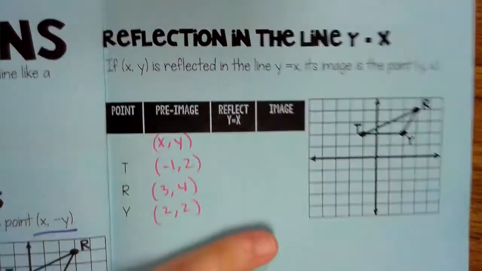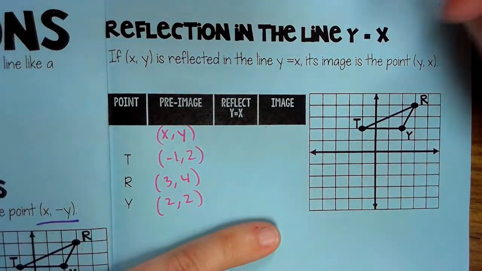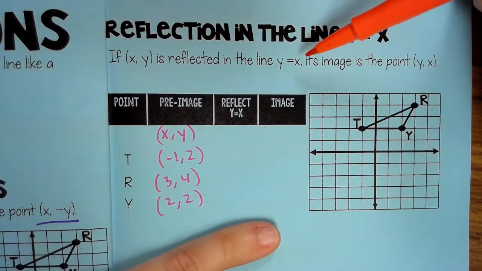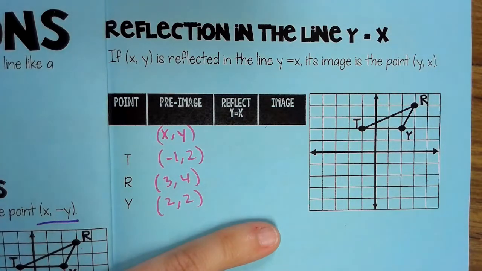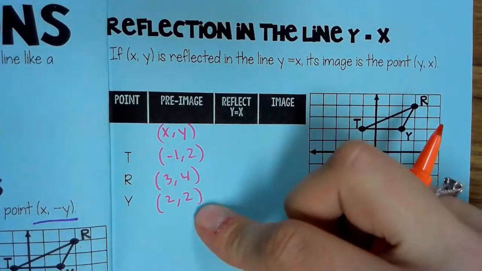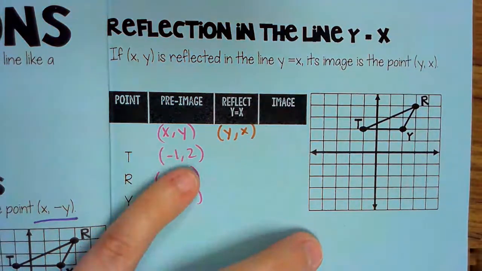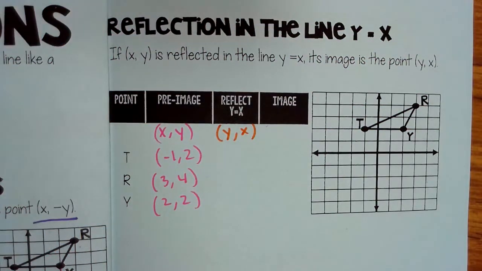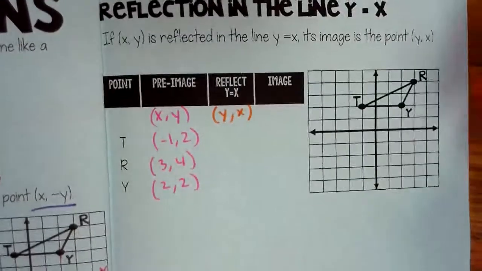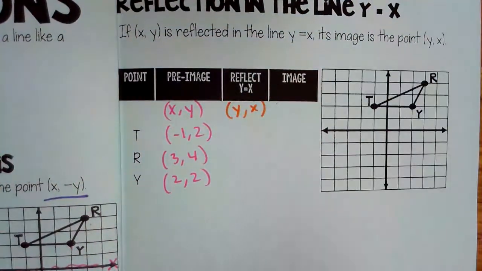Okay, all right, two more examples for reflection. So this one is in the line y equals x. It says if (x, y) is reflected in the line y equals x, its image is the point (y, x). Okay, so again, I've already written down your pre-image coordinates. The rule says to do (y, x). So this one, I think it's 1,000 times easier if you just use the rule. In fact, I'm not going to show you how to count it because I think it can be kind of confusing. So this one says the pre-image is (x, y), the rule is (y, x).